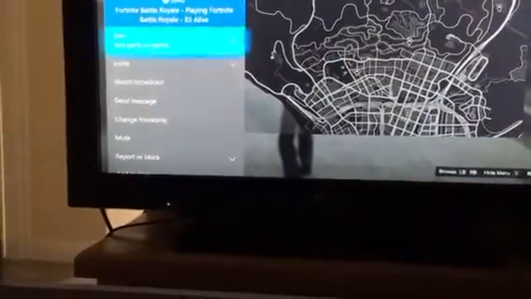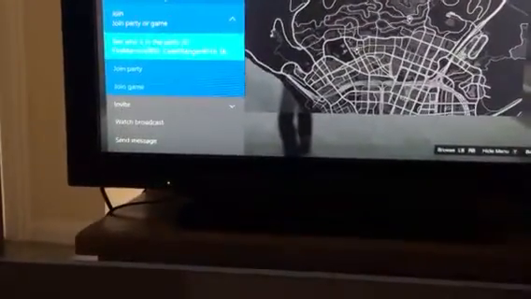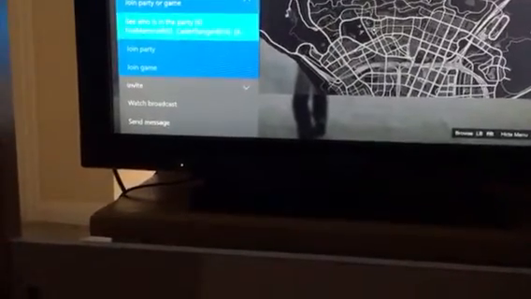Press B, press join, see who's in the party, press B, join, see who's in the party, B, join, see who's in the party. You just keep doing that, and their gamer tag should appear for the people that are appearing offline, but you just keep doing it. Takes you about 20 times, or sometimes 5 times.